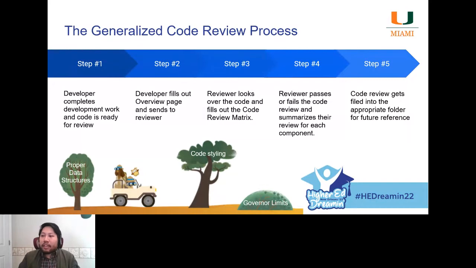Next, when the reviewer gets that code review template, they'll use that and then look over the code and fill out the code review matrix based off of the standards that apply to the development work. Then the reviewer passes or fails the code review and summarizes the review for each component. Right here, they are really giving that thumbs up or thumbs down on how the code is built, how the code is implemented. As Nina mentioned earlier, if you want to learn more about solution design, you can go to her session, but this is past that solution design stage. This is just reviewing the code and the structure itself.